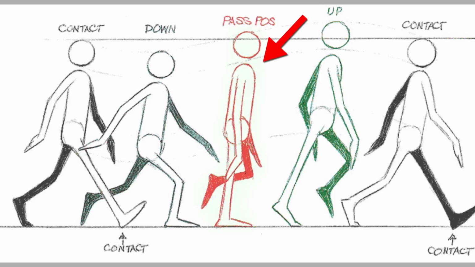We then have what are called breakdown poses. These are the poses that happen between those main keys. So again, using our walk cycle as an example, we have one main breakdown that happens right in the middle of the two key poses. And this is where one leg passes the other. So we now have three poses.